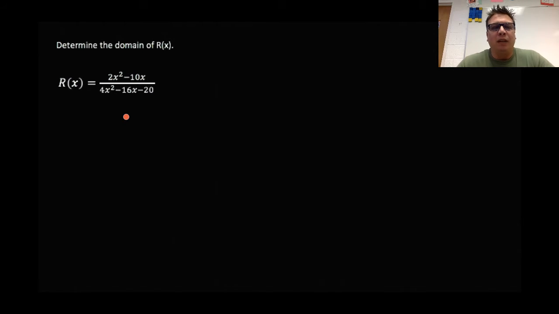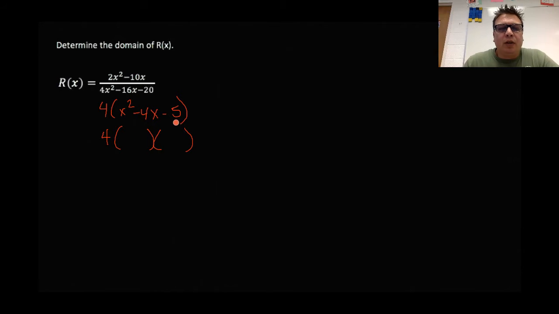And then let's figure out what the actual domain is. So what we have here is just, we're only going to take a look at the denominator because that's all we're being asked to do. So first off, factor out the 4. X squared minus 4x minus 5, because we just divide every single one of those by 4. And then let's go through and factor it completely.